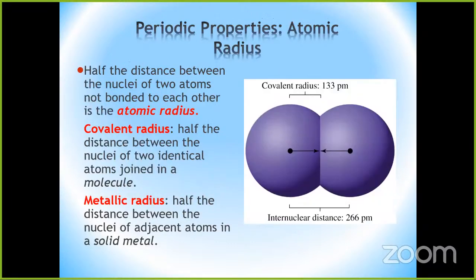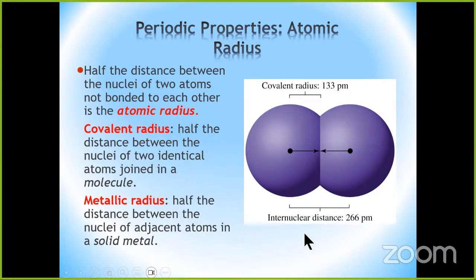Okay, so a couple of properties we'll be looking at, the first of which is the atomic size. And this begs the question, how do we measure the size of an atom? So there are a couple of ways of doing it. There's one that is called the covalent radius, which is half the distance between the nuclei of two identical atoms joined in a molecule. So in this particular case, and I'm not sure which atom it is, I think this is the hydrogen atom or the hydrogen molecule.